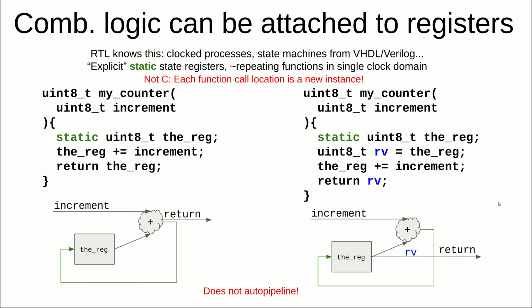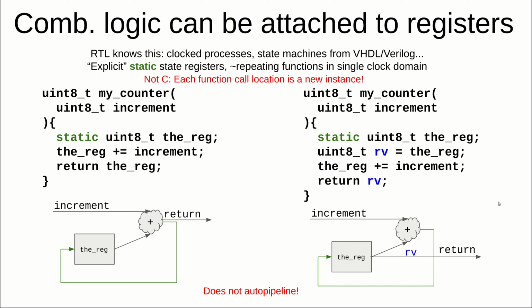Two important points here I want to get at. This is not like regular C, in that each function call, each location, is a new instance. With regular C, your static local variables are around for multiple entries to the function, but here each time in code that you call a function, it's a new instance, and that static is just for that instance.